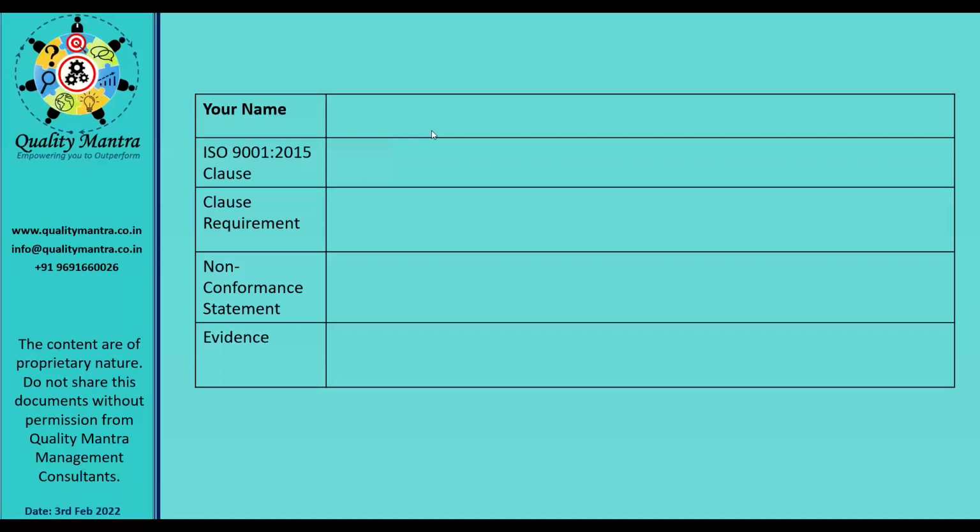Okay, the release of products shall not proceed until all the planned arrangements are satisfactorily completed. This is the requirement. And what is the non-conformance? The non-conformance is the products are released for dispatch without completing the planned arrangements.